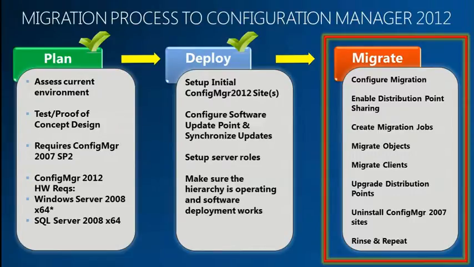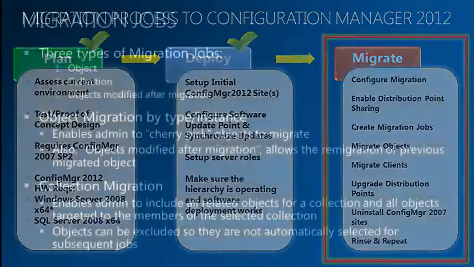When I think of migration, I think of it sequentially. You need to enable migration and configure it, so you need to configure migration and enable distribution point sharing. Those two culminate in you having configured migration. And then migrate. At that point in time, you can create migration jobs to migrate your stuff over. Then you're going to be migrating clients and upgrading distribution points. By that time, you're pretty much done when you don't need 2007 anymore, and you can decommission that stuff. Then you rinse and repeat based upon the sites that you have. So that's how I think about migration as you go along: you need to enable it, do jobs, upgrade clients, and upgrade distribution points.